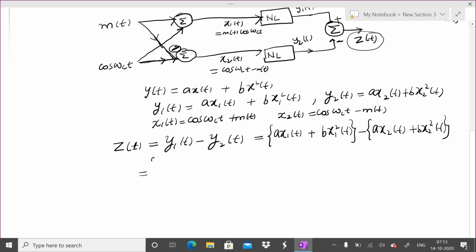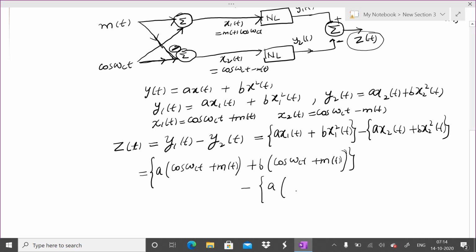Now we will substitute x1 and x2 as they are defined in terms of carrier wave and message signal. So here x1 of t is a cos omega ct plus m of t plus b cos omega ct plus m of t square, minus a cos omega ct minus m of t, see, it is now x2 here, plus b cos omega ct minus m of t now square. So in x1 of t it is cos plus m of t, in x2 of t it is cos minus m of t.